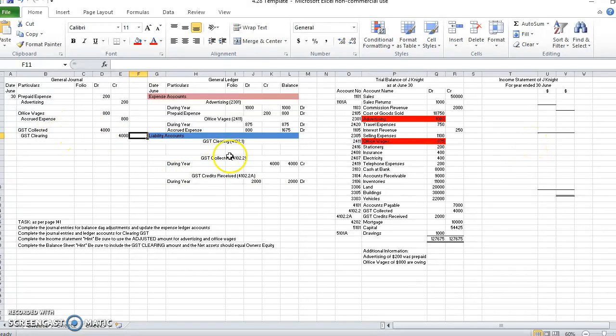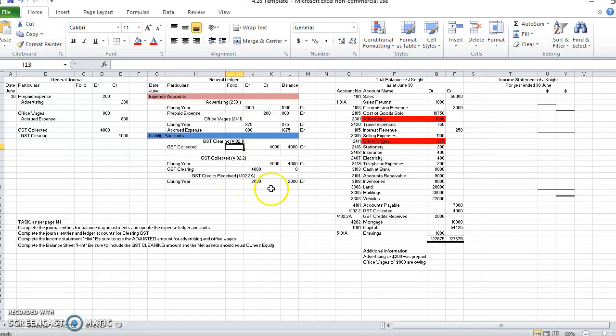So the GST collected has been debited to clear out the credit. So we can debit GST collected for $4,000, which will leave us with a zero balance, and GST clearing. And GST clearing has been credited for $4,000. The opposing account is GST collected.